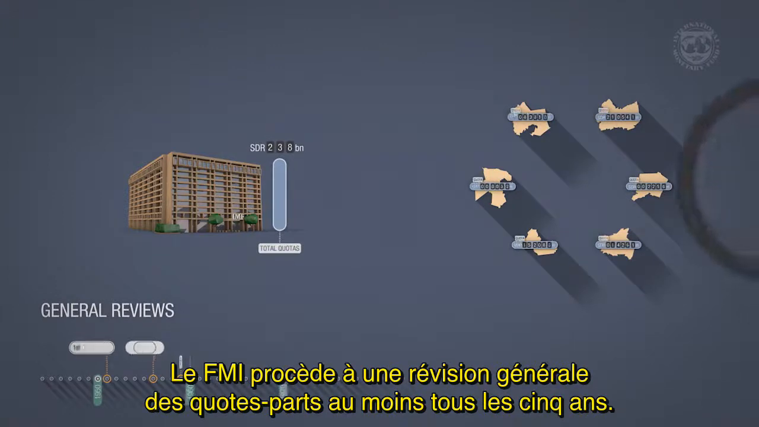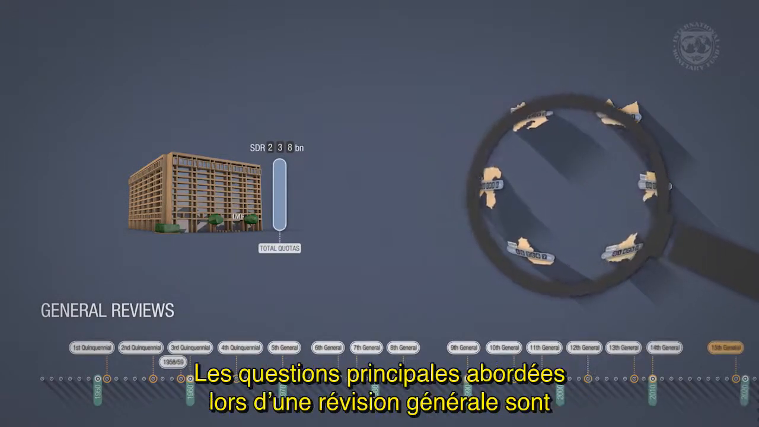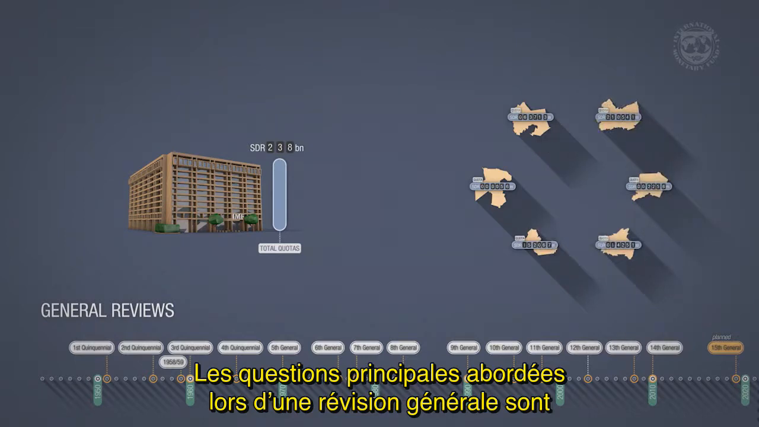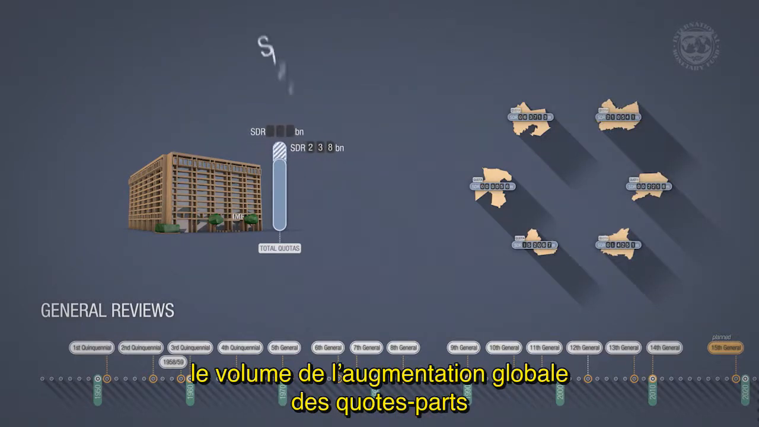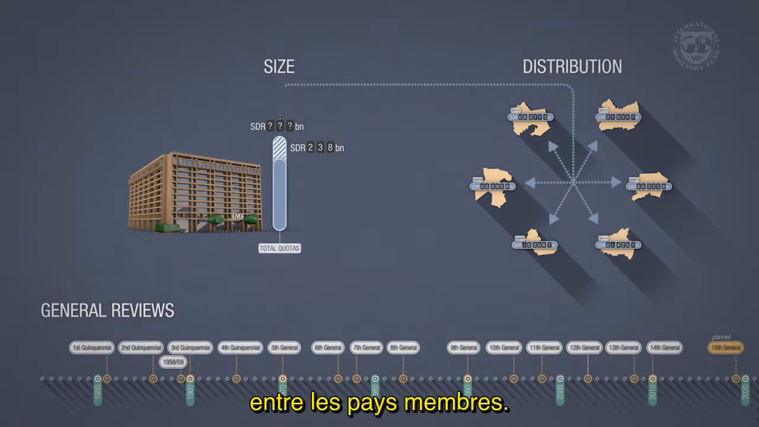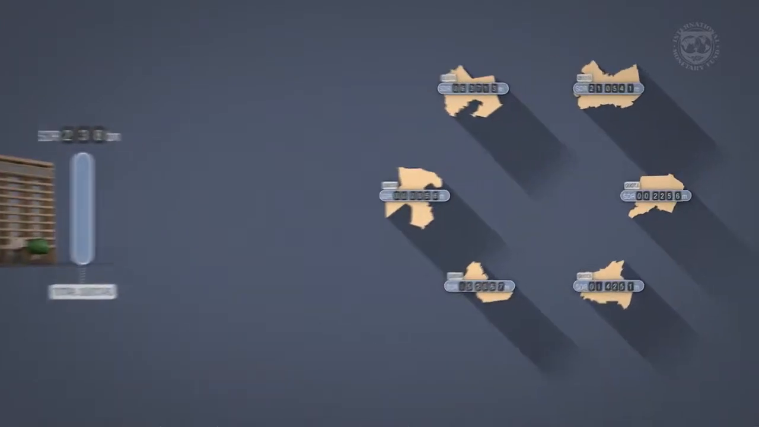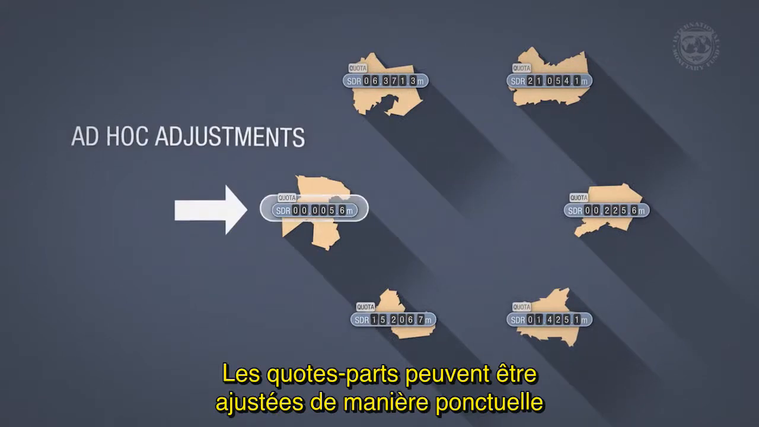The IMF conducts general reviews of quotas at least every 5 years. The main issues addressed in general quota reviews are the size of the overall increase in quotas and the distribution of the increase among the members. General reviews do not always result in quota increases. Quotas can also be adjusted on an ad hoc basis outside of a general review.